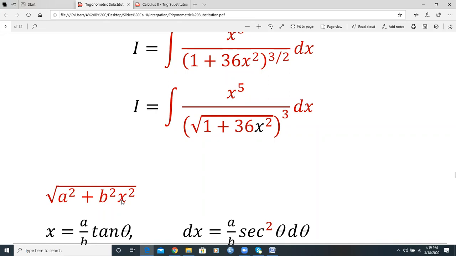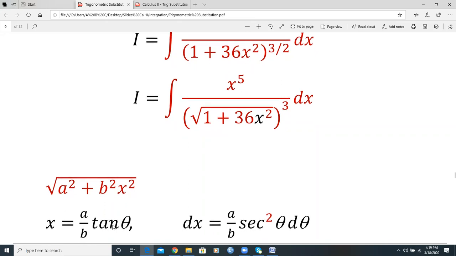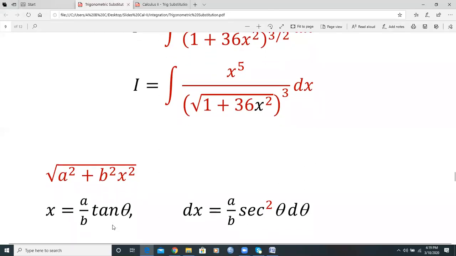we assume x is equal to a over b tangent theta. Here we assume tangent theta, since we know 1 plus tangent squared theta is secant squared theta. In this way, the square root will be eliminated. So that's why we make the substitution, I mean, x is equal to a over b tangent theta. Therefore, the derivative of tangent theta is secant squared theta, so dx becomes a over b secant squared theta d theta.